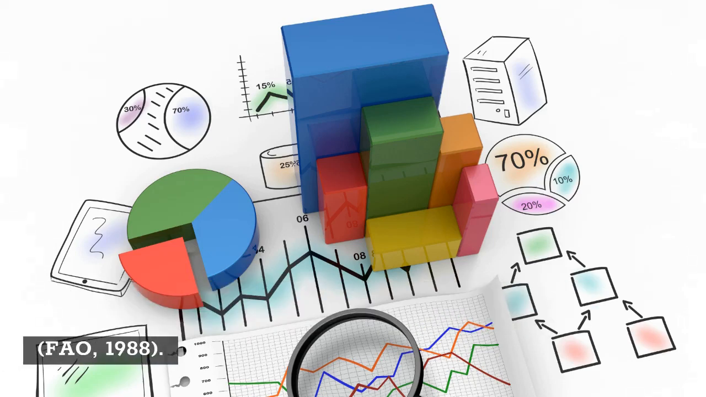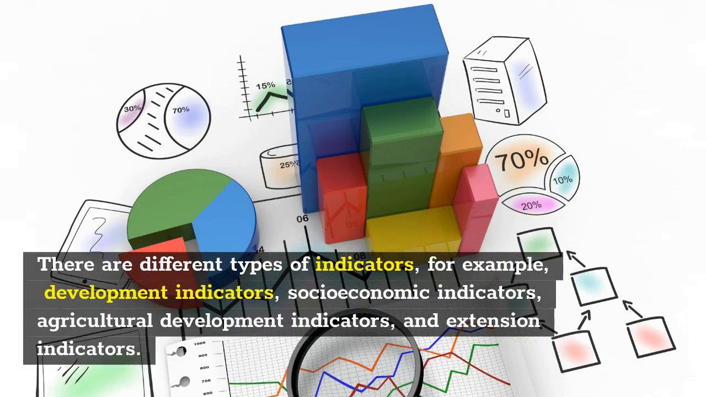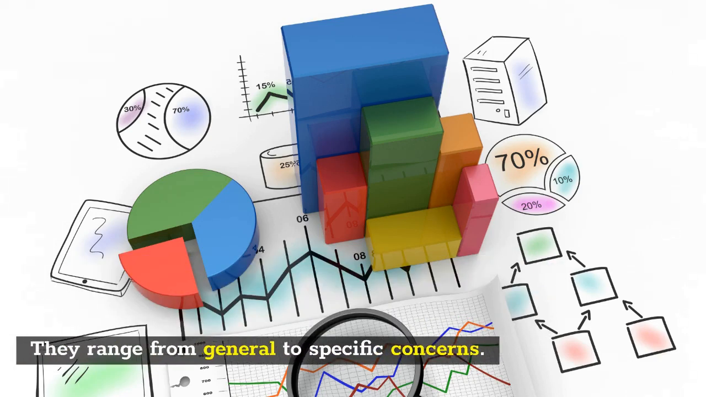FAO, 1988. In extension monitoring, both the inductive and the deductive approaches are followed, that is, indicators are developed on the basis of available statistics, and some, for example, performance indicators, are developed as a result of specially collected data. There are different types of indicators, for example, development indicators, socioeconomic indicators, agricultural development indicators, and extension indicators. They range from general to specific concerns.